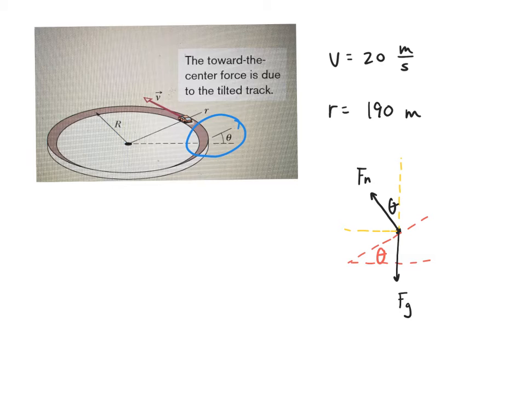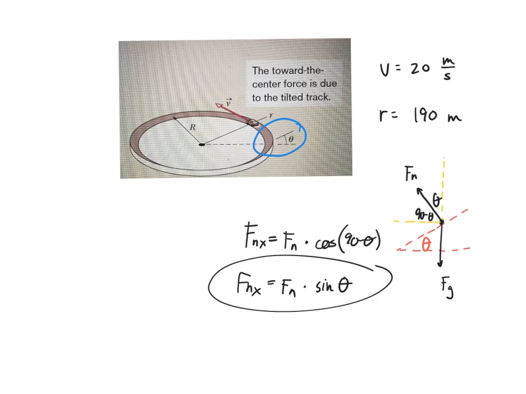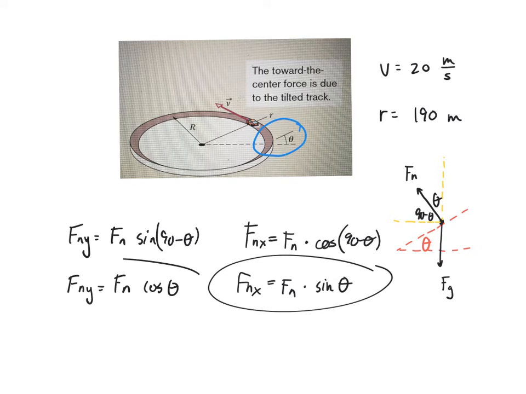You could also label this angle as 90 minus theta and use that angle instead. And we could say that Fn in the x direction is really just Fn times the cosine of 90 minus theta. But I'd prefer to say, you know what? Fn times the sine of theta is the same thing. This is for the Fn in the x direction. I would recommend using this option. And the same goes for Fn in the y direction. Fn in the y direction is Fn sine of 90 minus theta. But instead, I'd rather write Fn in the y direction as Fn cos theta.